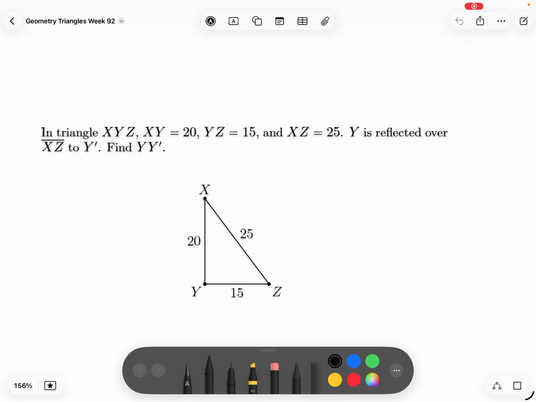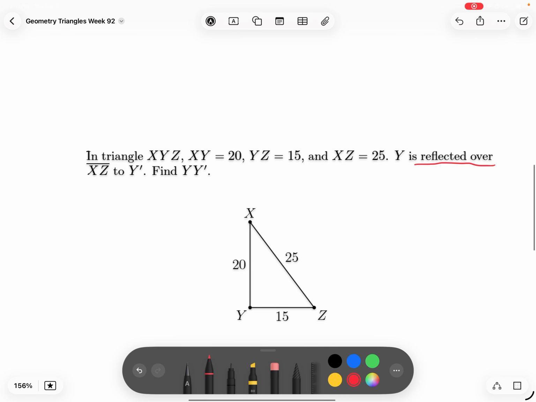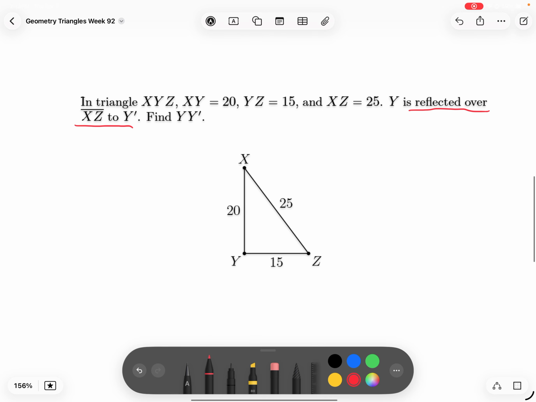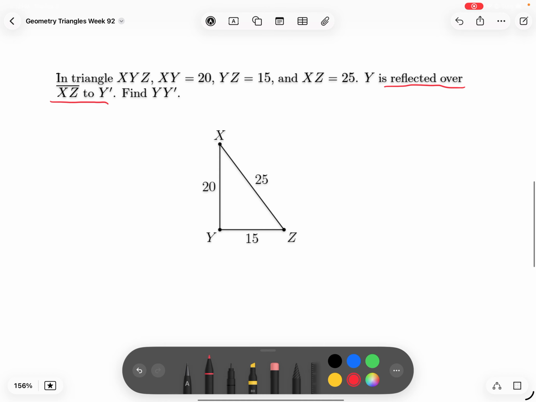Okay. So before we begin, let's see about this reflection term that they're saying here. Let's make sure we understand what they mean by reflected over XZ, the line segment XZ. As you can see here, we have XZ, the length 25, and it appears to be the hypotenuse of this triangle. So when we reflect a point over a line, XZ in this case, we always have to find the perpendicular line that cuts across the line we're reflecting over, in this case XZ.